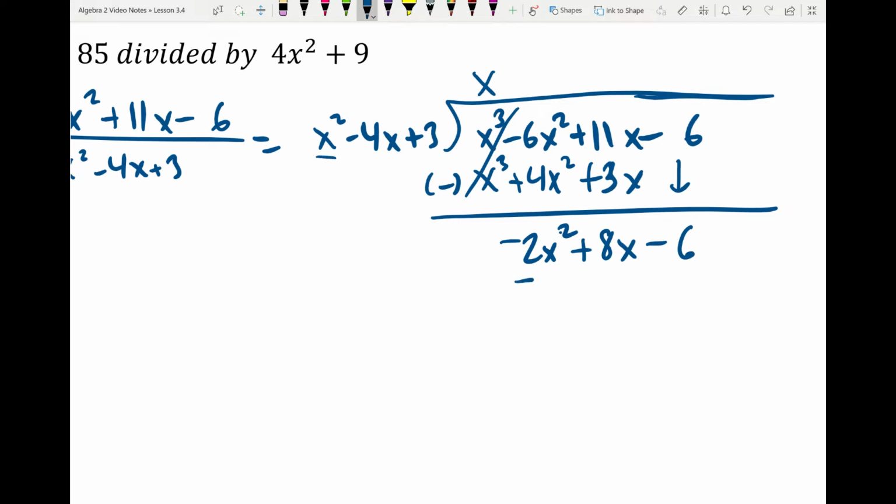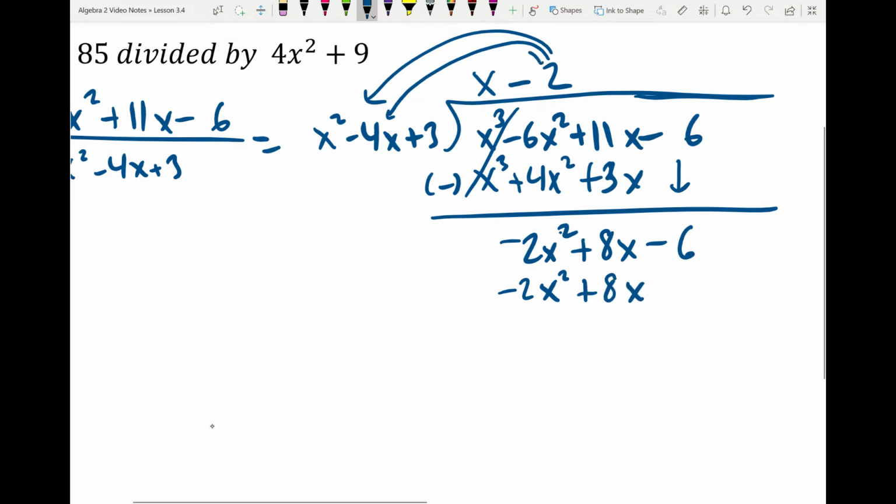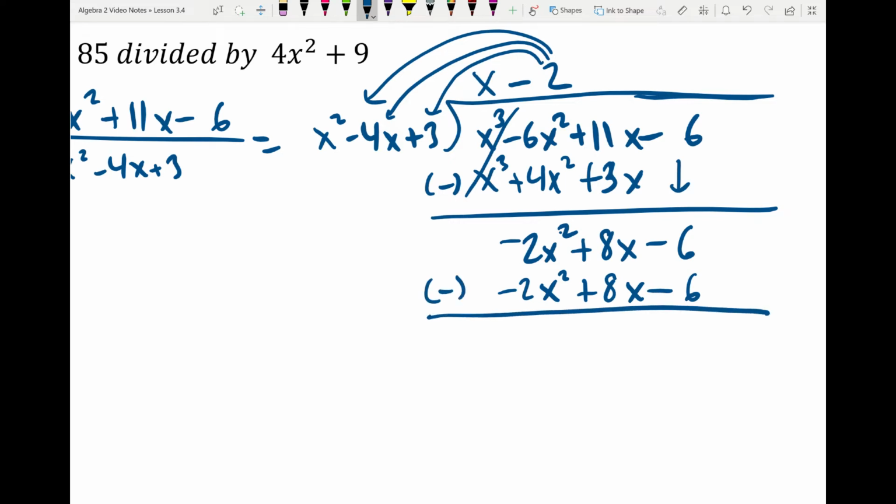So x squared goes into negative 2x squared negative 2 times. Then distribute, so negative 2 times x squared is negative 2x squared. Negative 2 times negative 4x is positive 8x. Negative 2 times 3 is negative 6. Subtract those two together. This becomes two negatives, which make a positive. So that goes away, that's a 0. 8x minus 8x is 0. And then two negatives make a positive, so this would be 0 as well. So the remainder is 0.